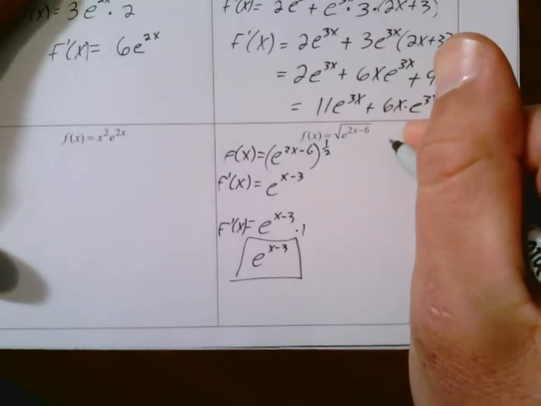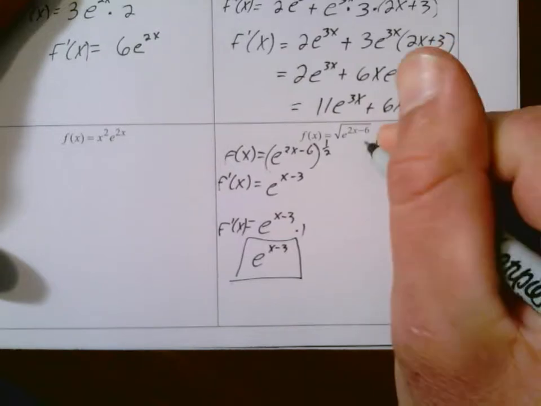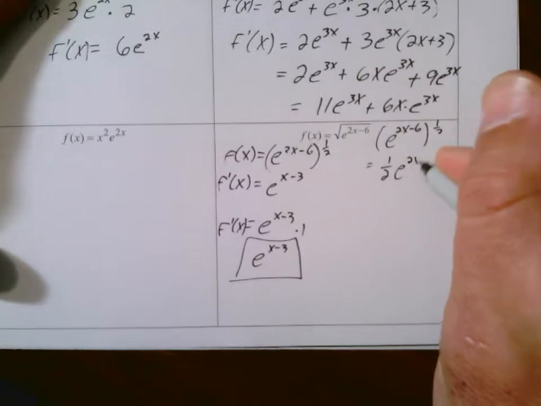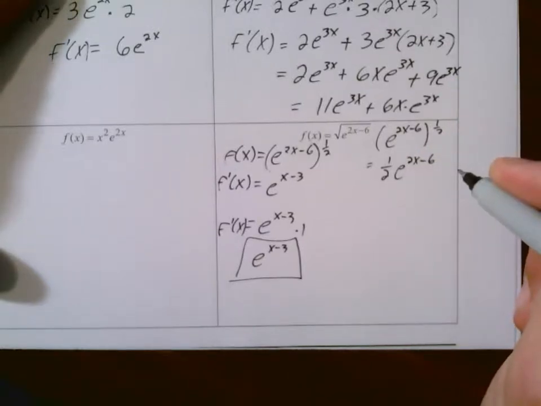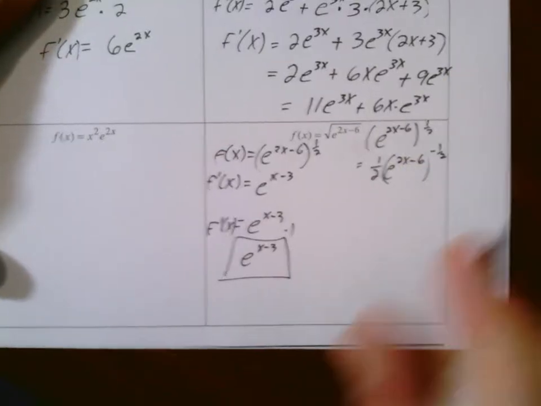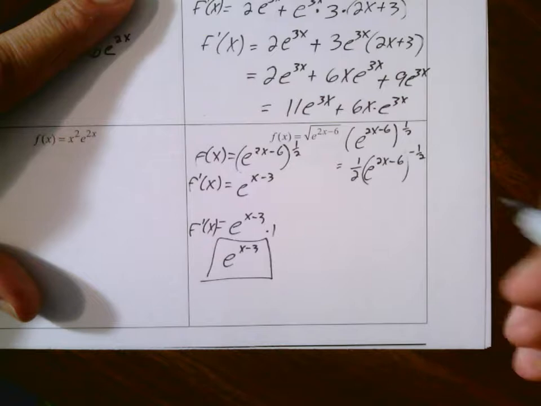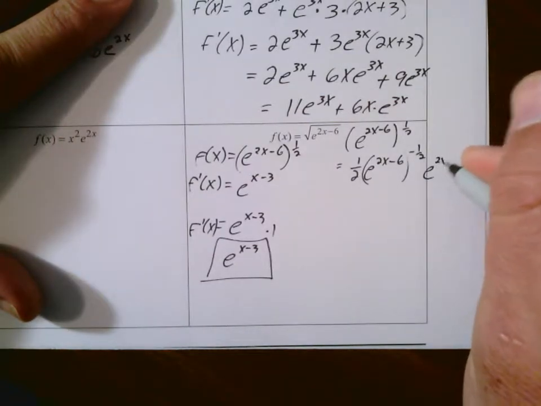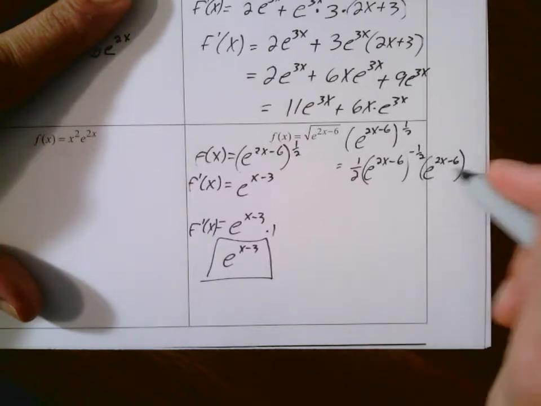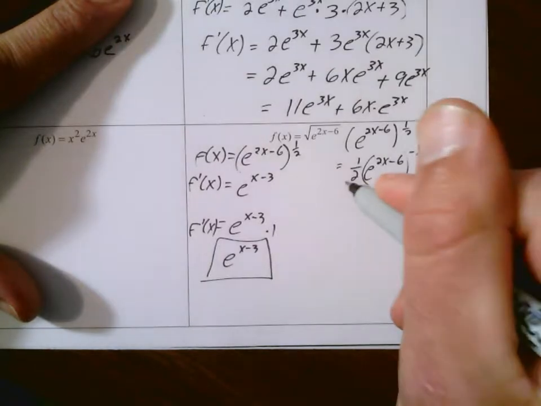So this is e to the 2x minus 6 to the 1/2 power. So I got 1/2 e to the 2x minus 6 to the negative 1/2. Alright, that's the first part. Then I take the derivative of the inside, which is e to the 2x minus 6. Then I take the derivative of this part, which is 2. 2's cancel. That's good.